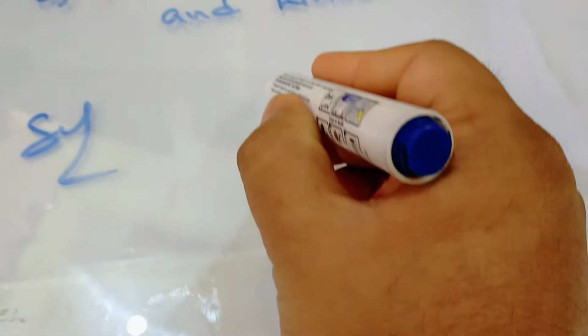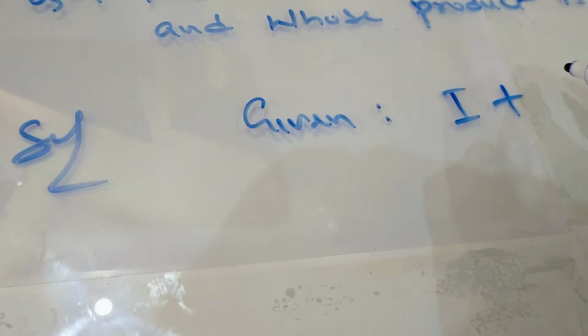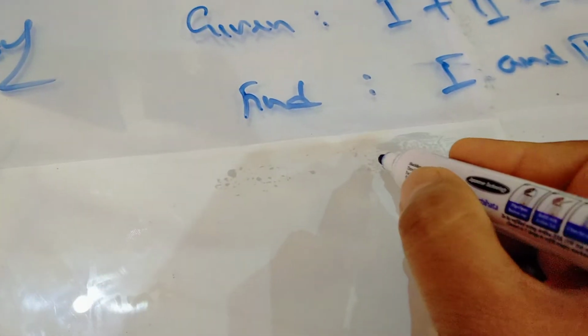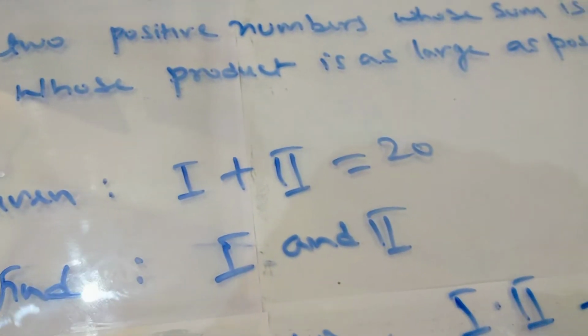Okay, so when you are going to start this question, first of all you should write what is given. In this question it is given that first plus second number is 20, and he is asking to find the first number and second number both, and the given condition is the product of these two numbers should be maximum.